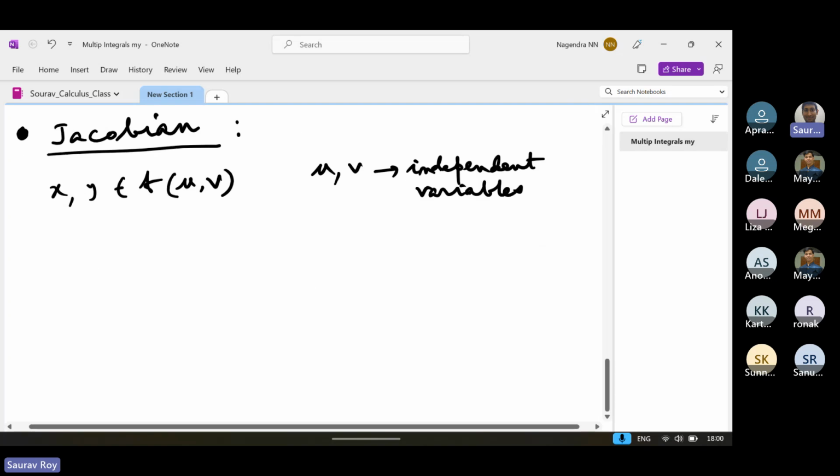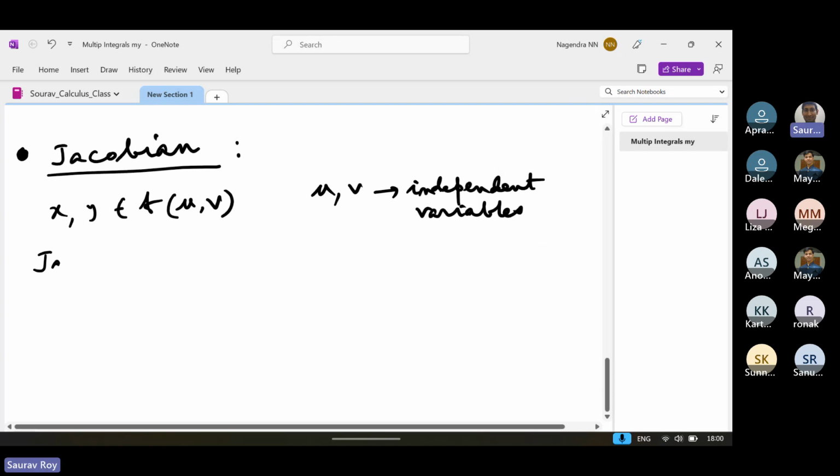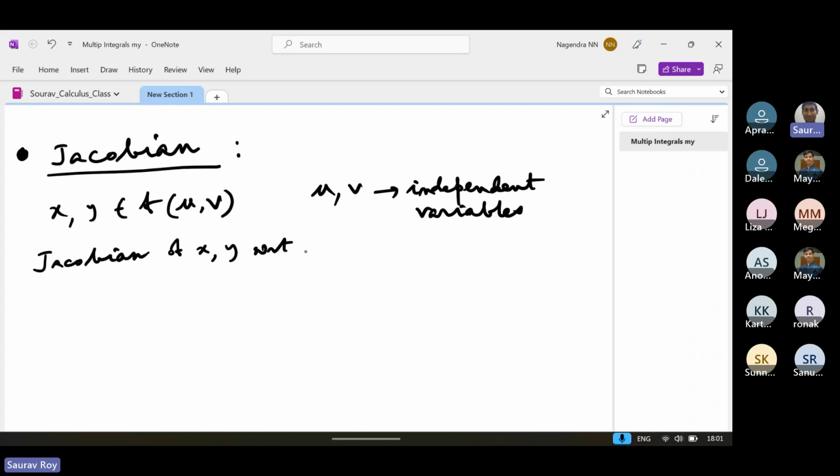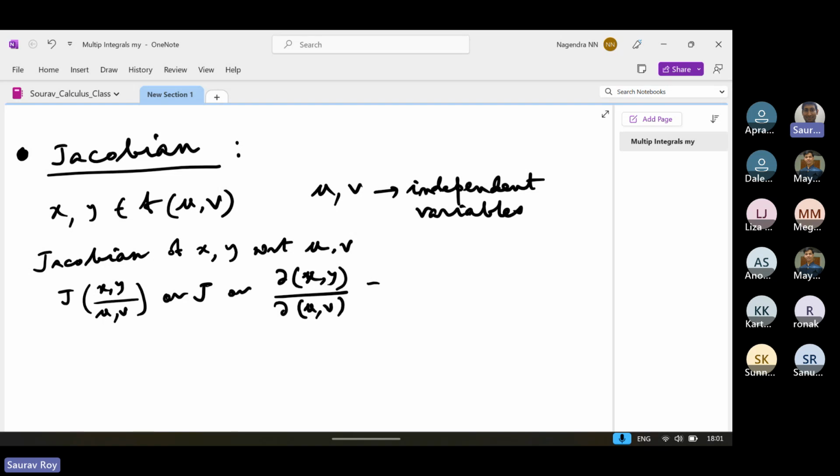There we need the Jacobian. The Jacobian of x, y with respect to u, v is written like this, or just J, or also as dou(x,y) by dou(u,v). And it is written as a determinant: del x by del u, del x by del v, and del y by del u, del y by del v.